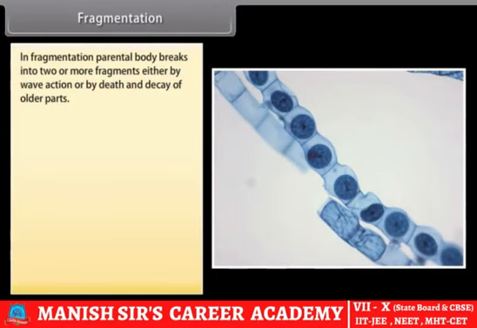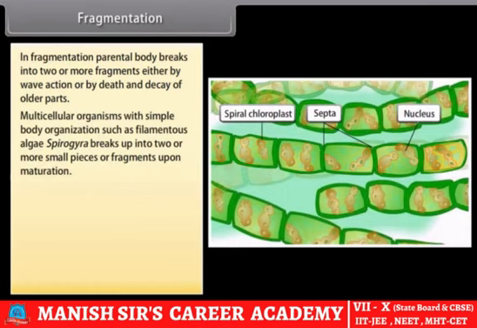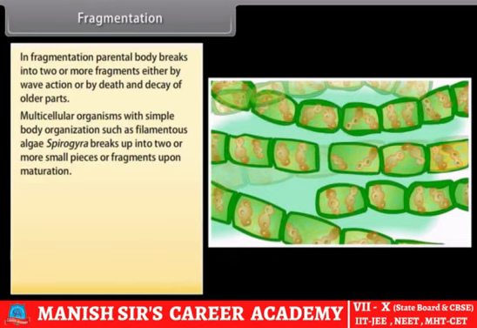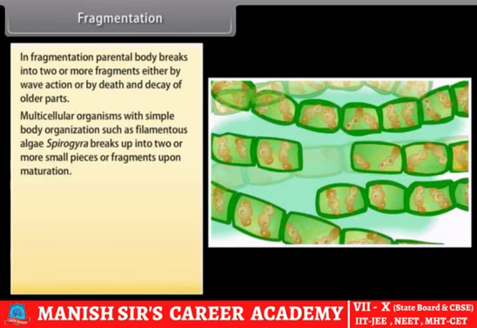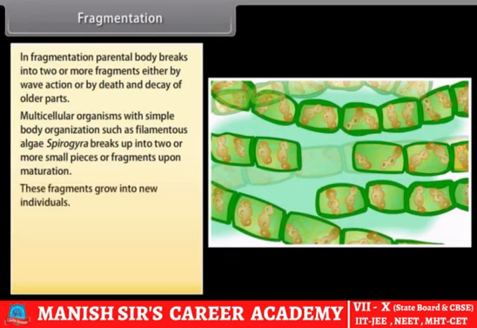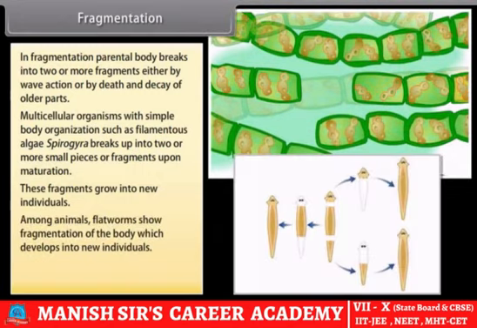Fragmentation. In fragmentation, the parental body breaks into two or more fragments, either by wave action or by death or decay of older parts. Multicellular organisms with simple body organizations such as the filamentous alga Spirogyra break up into two or more small pieces or fragments upon maturation. These fragments grow into new individuals. Among animals, flatworms show fragmentation of the body which develops into new individuals. Fragmentation is found in algae such as Spirogyra.